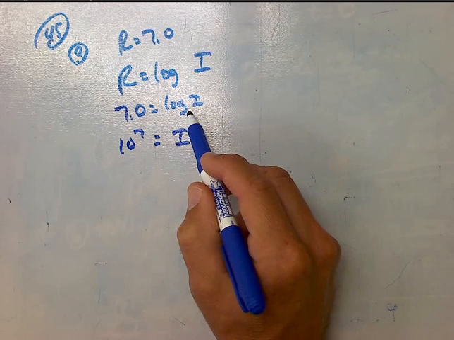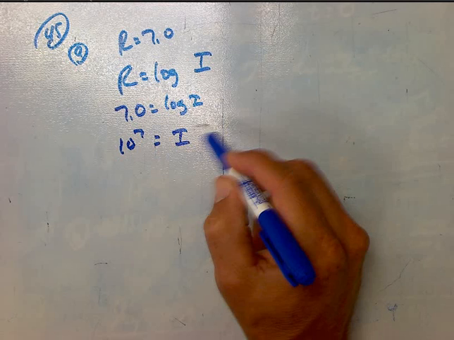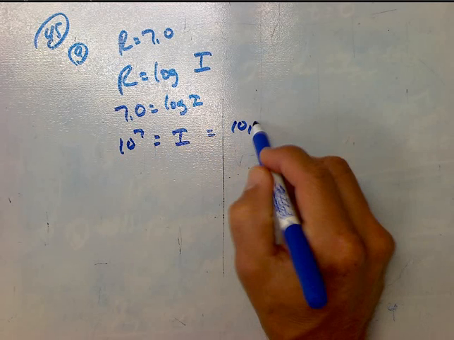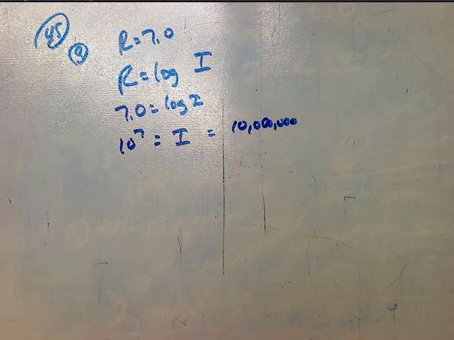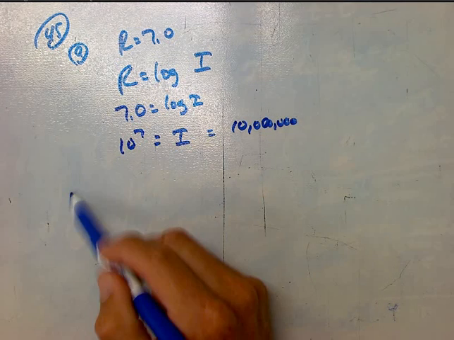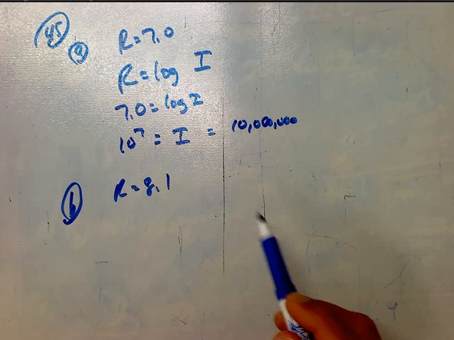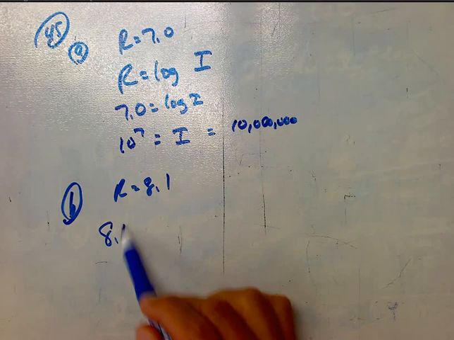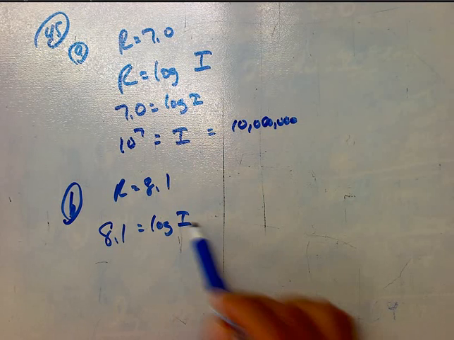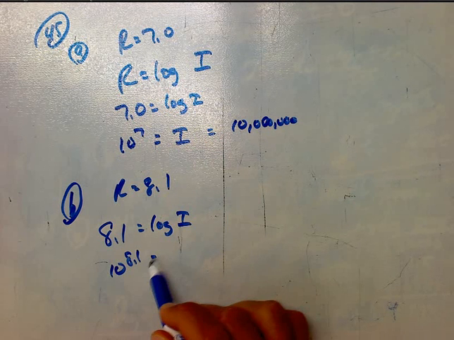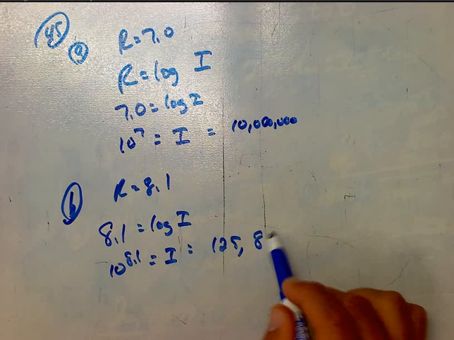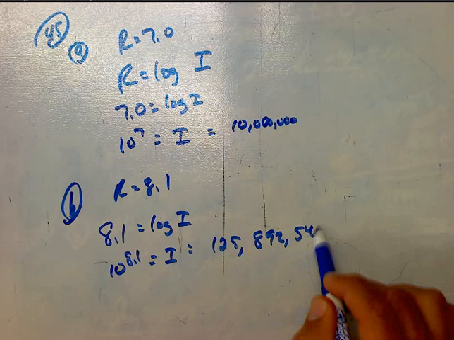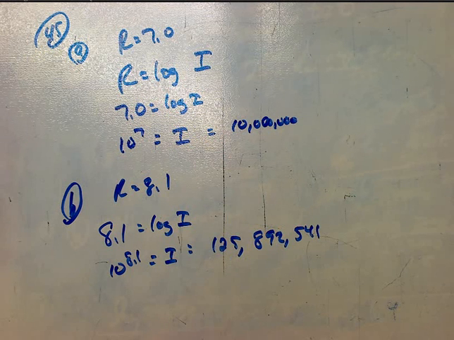So the intensity is 10 to the 7th, which equals a 1 with 7 zeros after it. So 10 million. Okay? If R equals 8.1, then we go 8.1 equals the log of the intensity. So 10 to the 8.1 equals the intensity. So the intensity is 125,892,541. And then part C says to find the intensity if R equals 6.1.